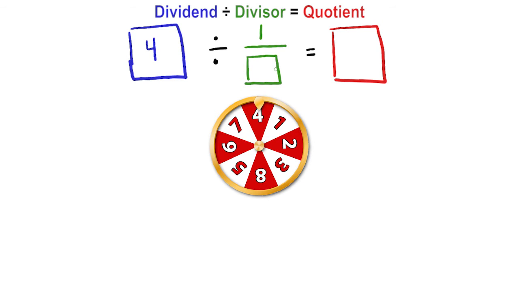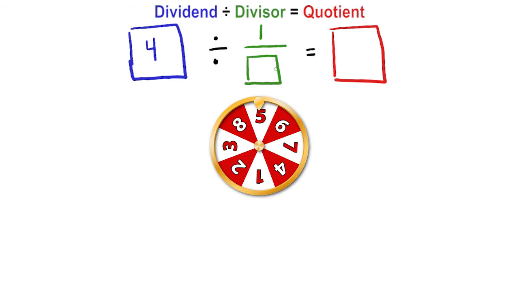Let's spin for the second number. The second number generated is a 5. Let's fill in a 5 for the denominator of the divisor. The equation now reads 4 divided by 1/5 equals what?